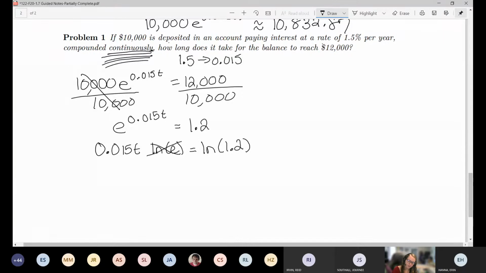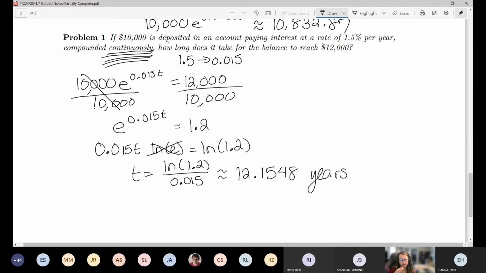Natural log of e is 1. So to solve for t, we have to divide both sides by the 0.015. Which will turn out to be approximately 12.15. My pen's not working. Come on. Oh my goodness. 12.1548 years. So it'll take approximately 12 years before their $10,000 will be $12,000.